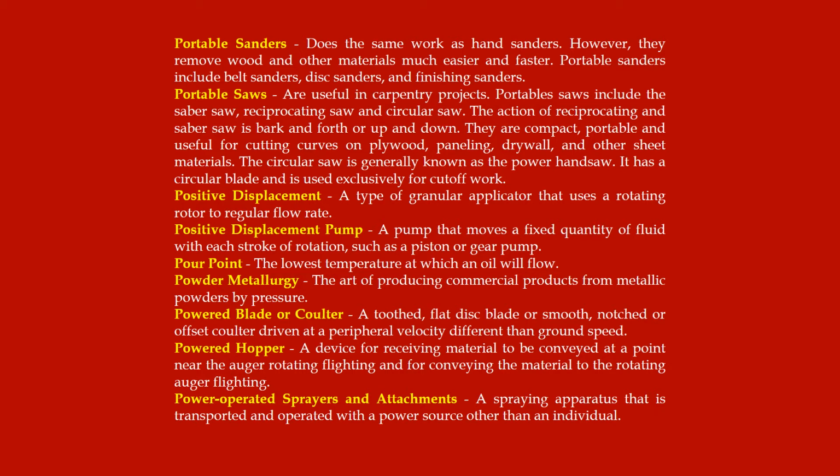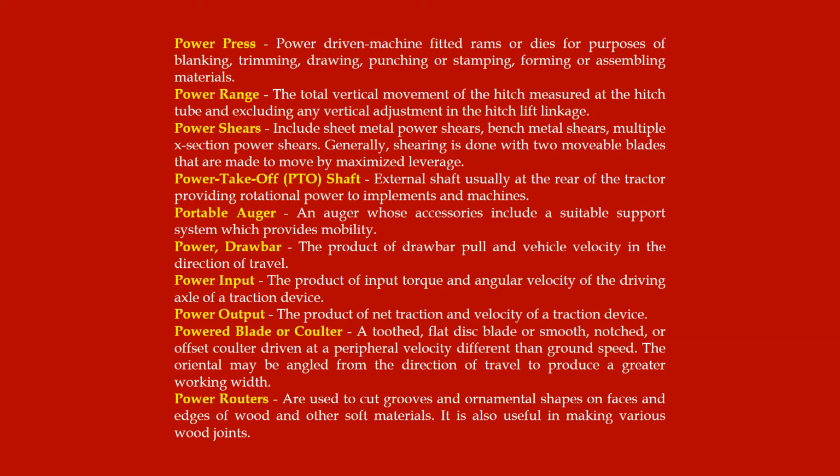Powered blade or coulter, a toothed, flat disc blade or smooth, notched or offset coulter driven at a peripheral velocity different than ground speed. Powered hopper, a device for receiving material to be conveyed at a point near the auger rotating flighting and for conveying the material to the rotating auger flighting. Power-operated sprayers and attachments, a spraying apparatus that is transported and operated with a power source other than an individual. Power press, power-driven machine fitted with rams or dies for purposes of blanking, trimming, drawing, punching or stamping, forming or assembling materials.